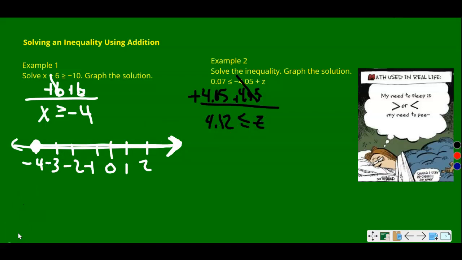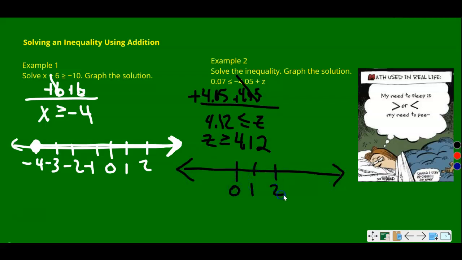Remember I need to graph the solution. So I've got 4.12 less than or equal to z. If you want to, you can put this variable on the left side. So it would be z greater than or equal to 4.12. And then it makes it a little bit easier to see.